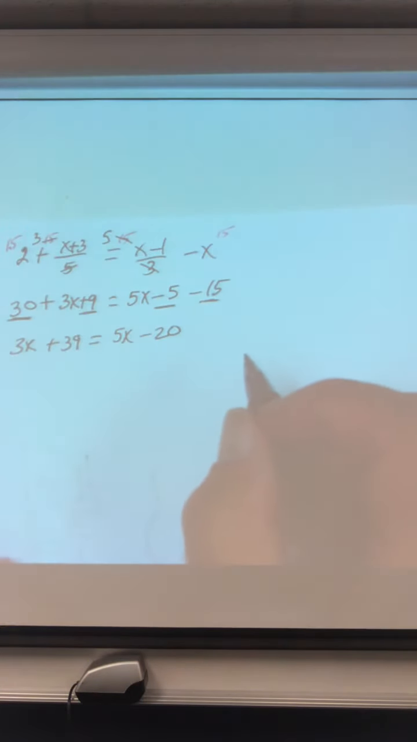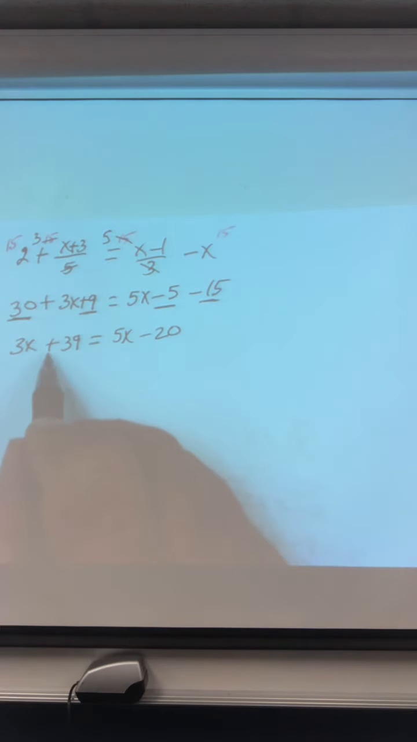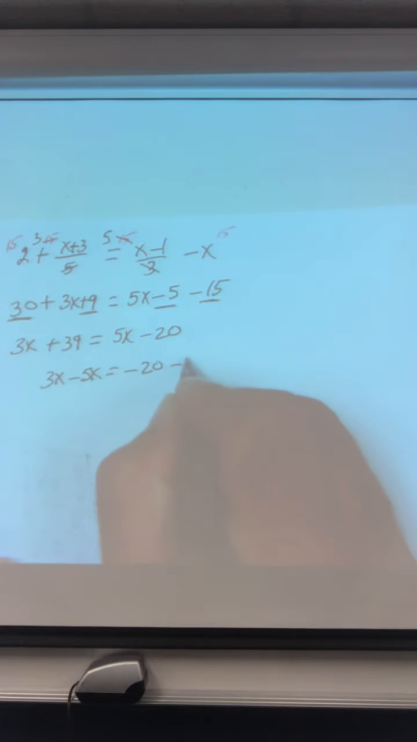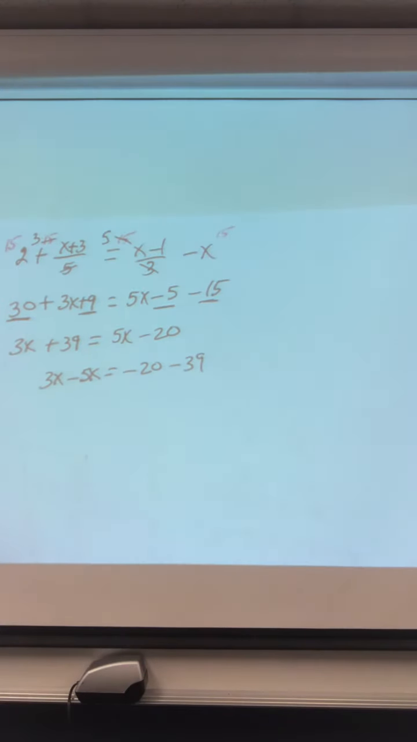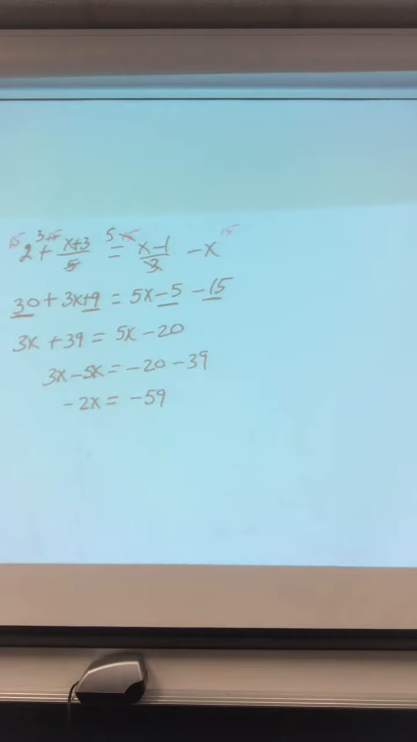Now we're back to the two-step problem again. Subtract the 39 across, because it's positive. Subtract the 5x from both sides. If you do it in one step, this is what it will look like. Now don't lose that negative in front of that 20. So I would have negative 2x equals negative 59.